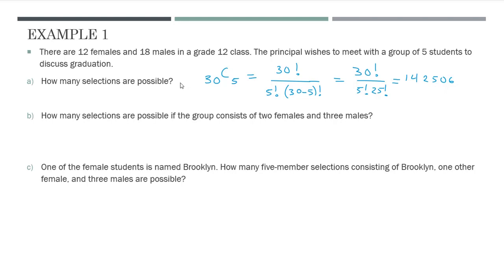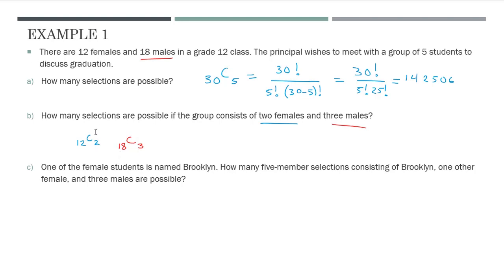So B, how many selections are possible if the group consists of 2 females and 3 males? Okay, this is getting a little bit more complicated now. So we've got 2 different situations here. For the 2 females, we only have 12 options, so it's going to be 12 choose 2. And then for the males, there's 18 possibilities, so it's going to be 18 choose 3.